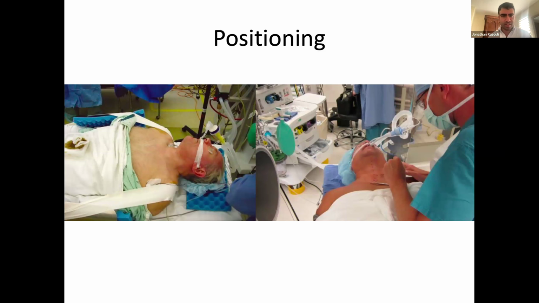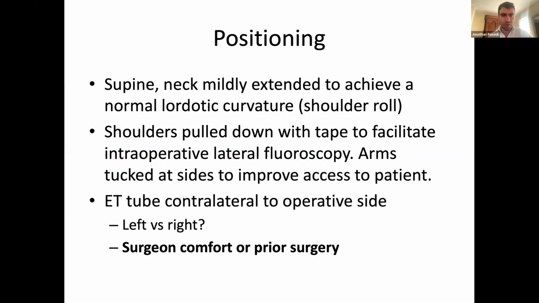So positioning, this is the classic, taping the shoulders down so we can see it with the x-ray. I draw at midline, I draw at the medial border of the sternocleidomastoid. I put a shoulder roll to get a little bit of extension, not too much, just a little bit. I tape the ET tube on the contralateral side, right?